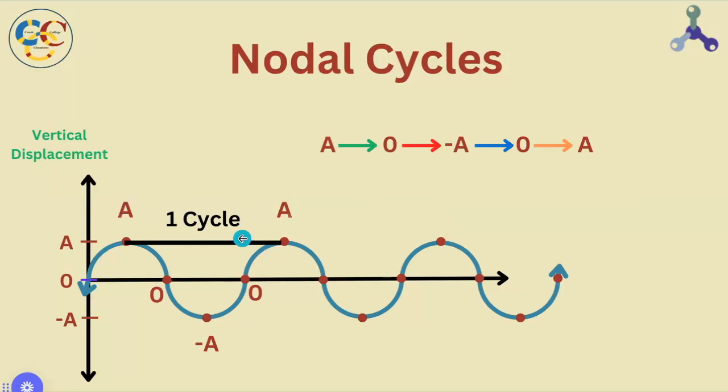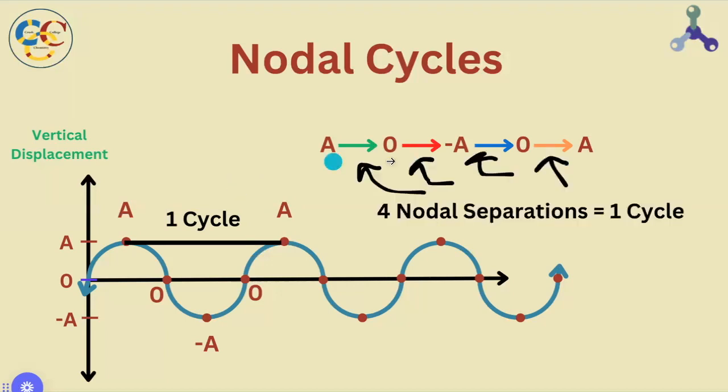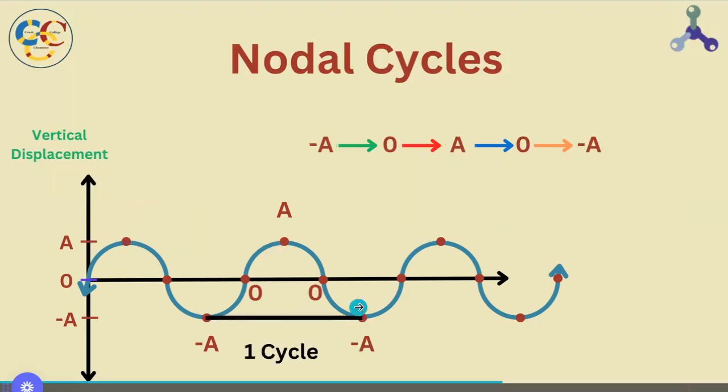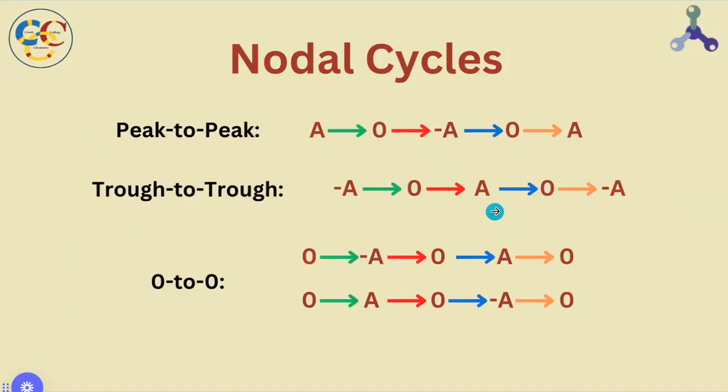Another way we can describe nodal cycles is with the nodes themselves: A, 0, or negative A. And whatever type of node we start with is the same type of node that we end with. Here's A to A, and we can see the horizontal distance between each consecutive node is a fourth of a cycle. We could also have negative A to negative A and 0 to 0 displacement. Here, I've summarized all these different types of nodal cycles.